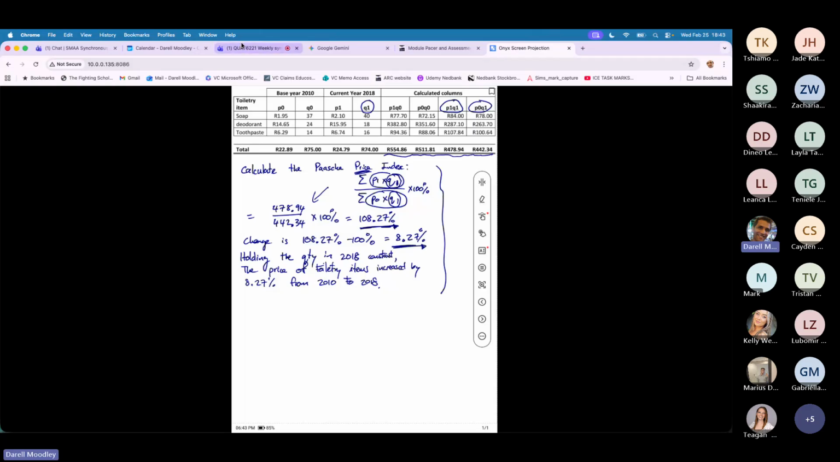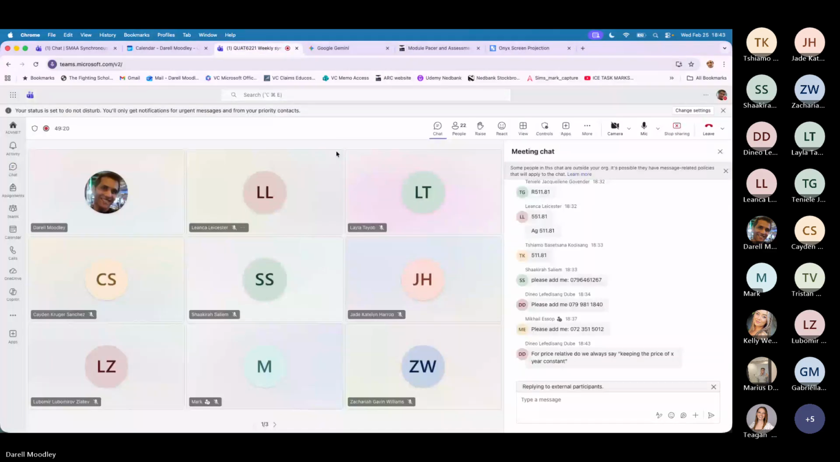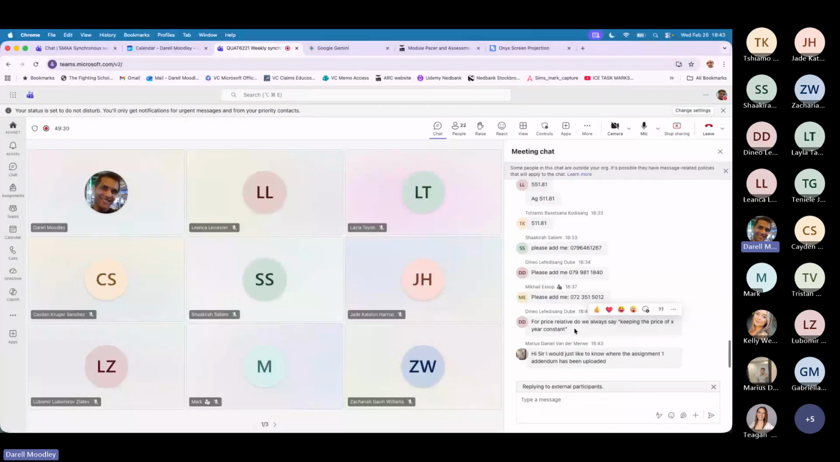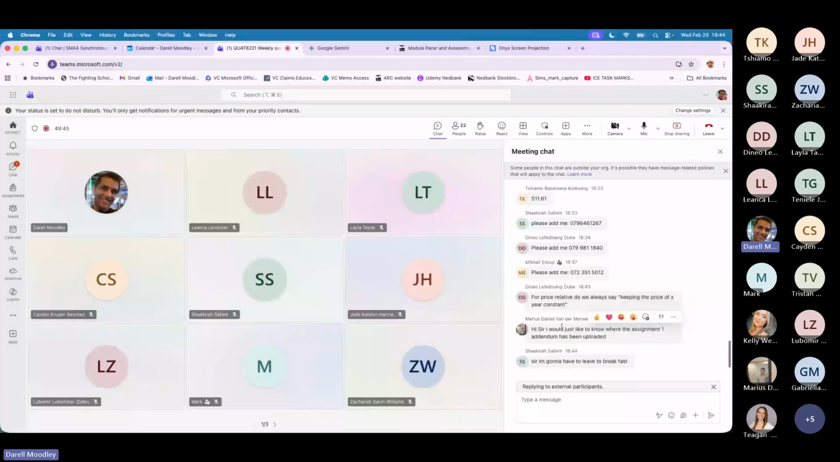Okay, let me just check the chat if there's any questions. For price relative, do we always say keeping the price of? So, Daniel, whenever you're working with the Laspeyres and Paasche composite indices, then yes, you must say what you're keeping constant. But for simple price relatives and simple quantity relatives, you don't specify that. Okay, does it make sense?